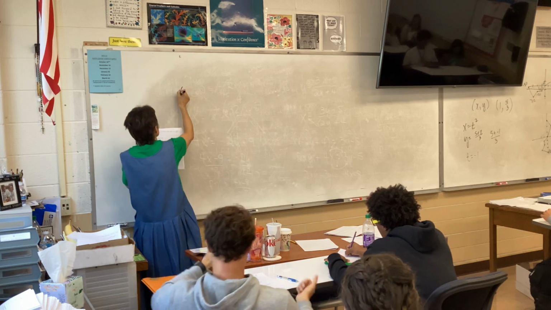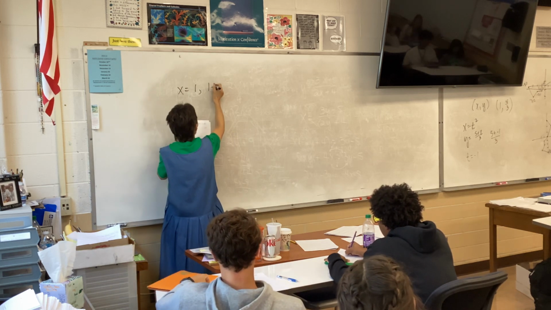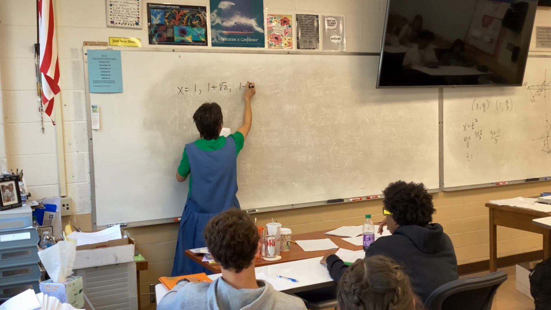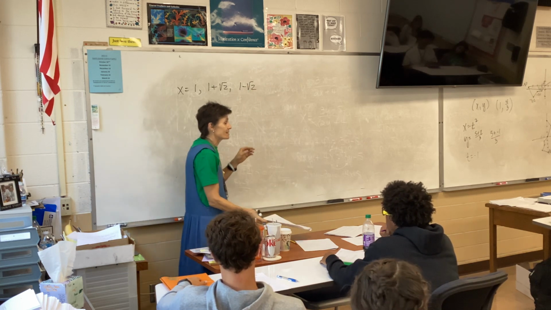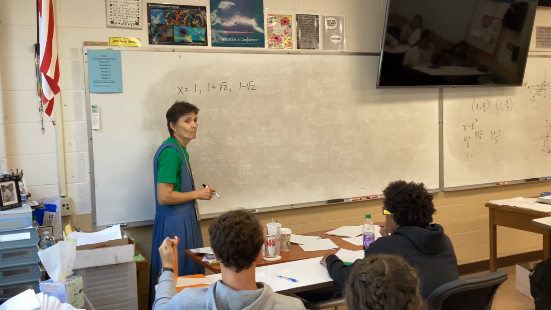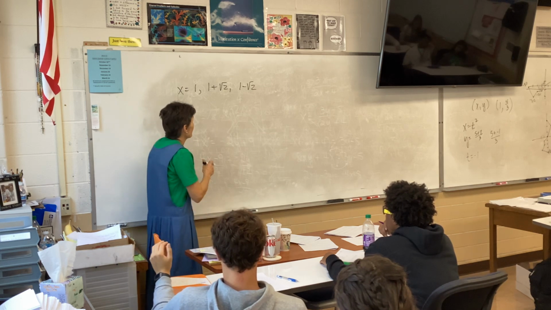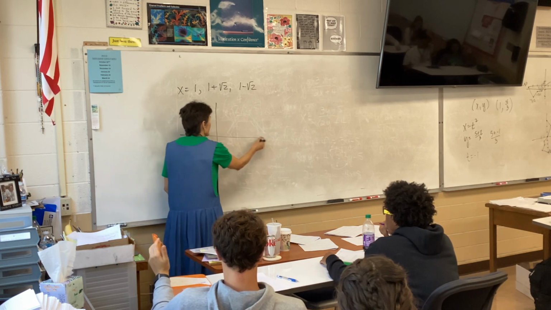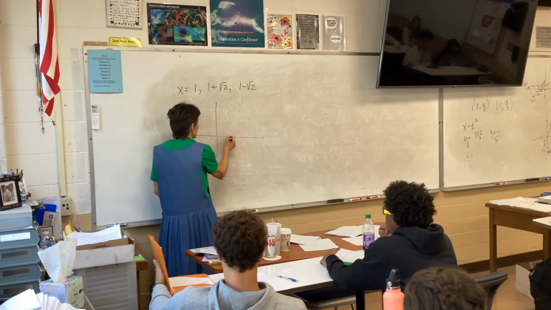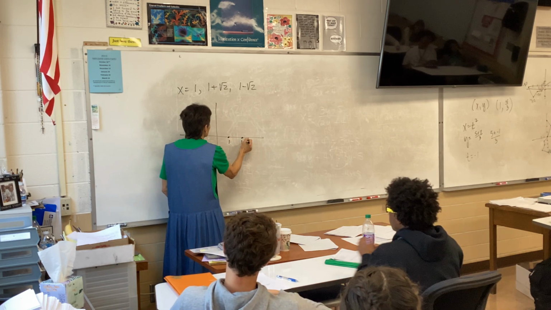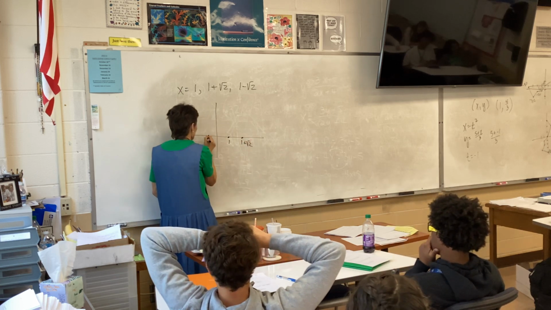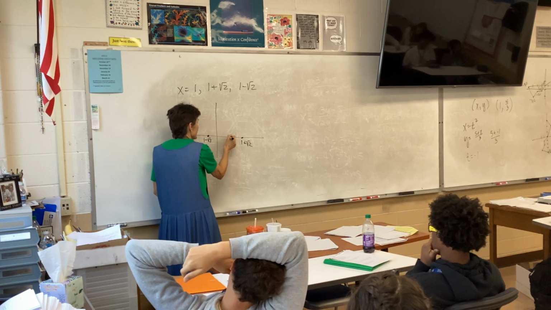And so our roots are 1, 1 plus root 2, and 1 minus root 2. These are the zeros of a polynomial. In other words, if you graph this, these would be the intercepts, right? 1, 1 plus root 2, and 1 minus root 2. Those would be the intercepts.